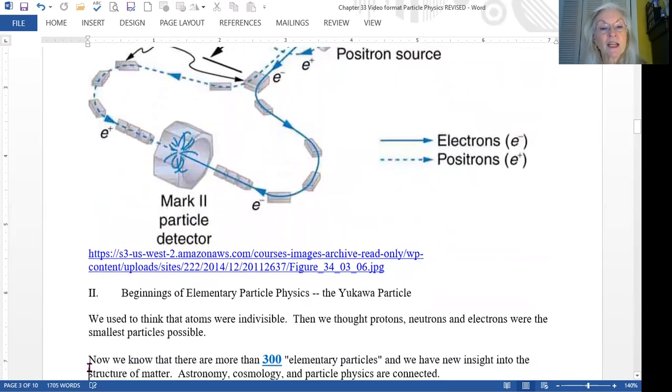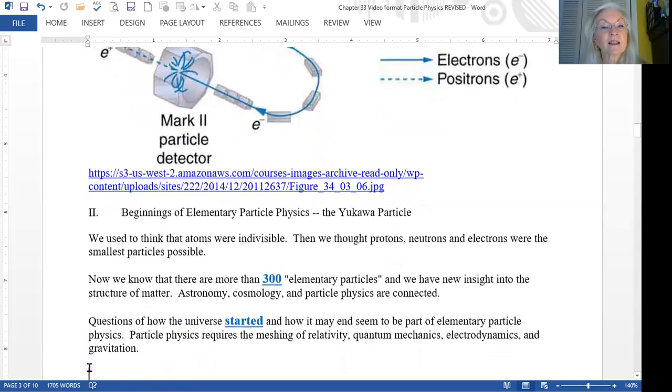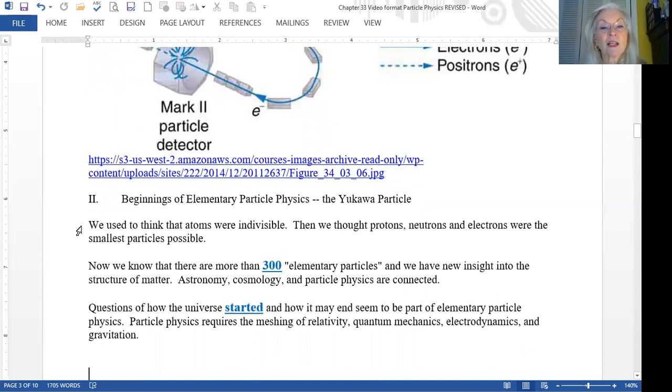So let's look at some of the beginnings of elementary particle physics. We used to think that atoms were indivisible, and then we learned about protons and neutrons and electrons, and we thought those were indivisible. And now we know that there are more than 300 particles that we classify in a group called elementary particles. What they've done is given us insight into the substructure of matter and into the origins of the universe, in fact. So these elementary particles play a particular role in talking about how the universe started.